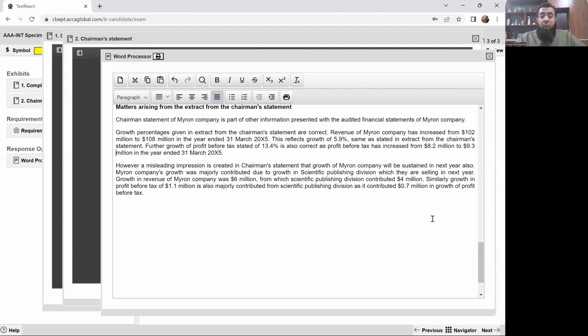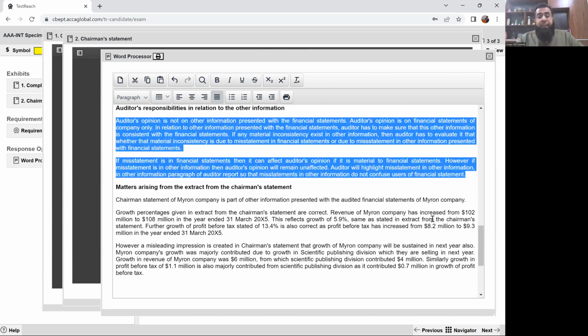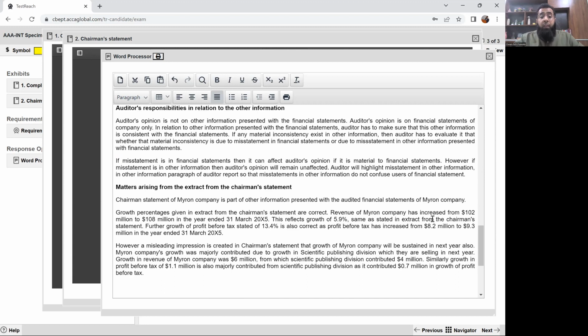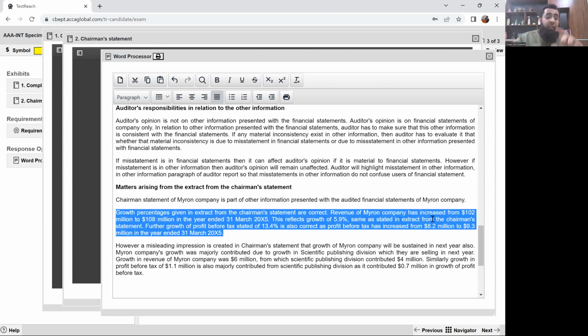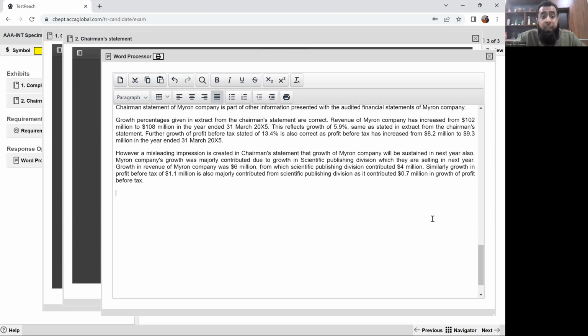So we are commenting on the matters arising from the extract of the chairman's statement. First of all, we discussed the auditor's responsibility. We wrote 2 paragraphs on the auditor's responsibility that will give us 2 marks. First, we commented that the auditor's opinion is not affected by other information. Then we said how the auditor deals with material inconsistency. Then we commented on the facts disclosed in the chairman's statement, that the numbers are given right, but a misleading impression is given relating to future growth.